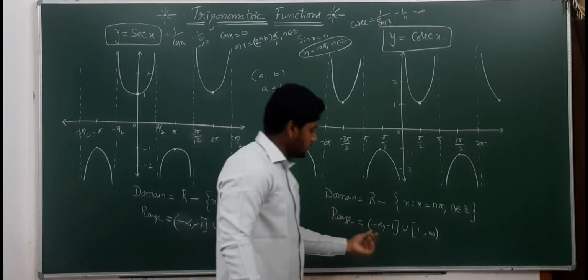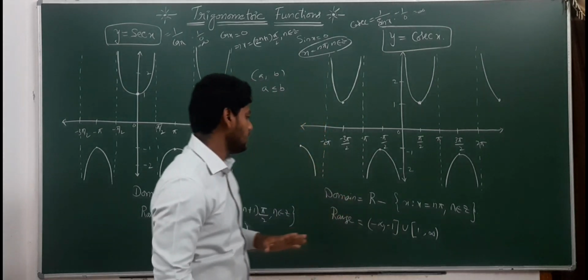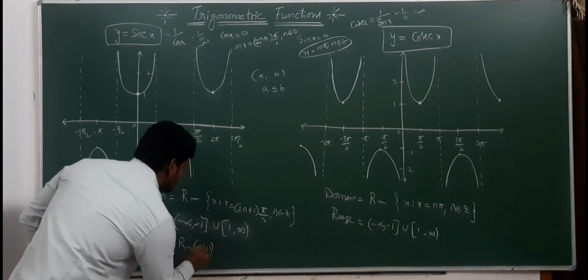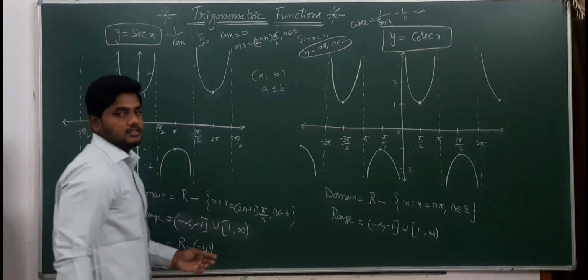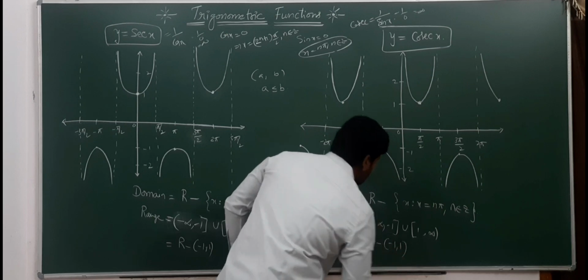If you think this is complicated to remember, you can write it easily as R minus of the open interval minus 1 comma 1, as we have mentioned in the table which contains the domain and range of all trigonometric functions.